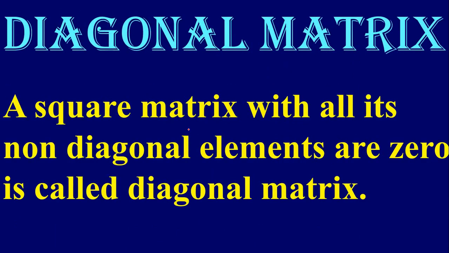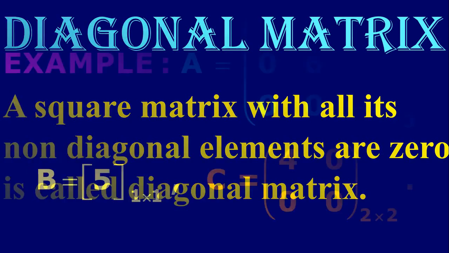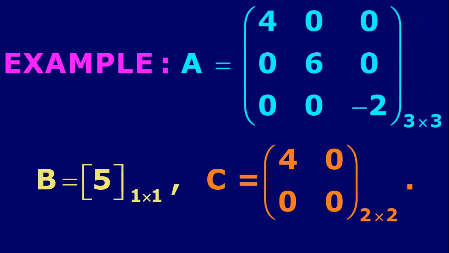So next we have diagonal matrix. A square matrix with all its non-diagonal elements 0 is called as diagonal matrix. In a square matrix, if all the non-diagonal elements, so important, it should be non-diagonal elements, are 0, then it is called as diagonal matrix. Now consider this. Diagonal elements, we have some numbers, all other elements, that is other than diagonal elements, are zeros. Here they are not given any condition for diagonal elements, and non-diagonal elements should be 0. So diagonal element may be 0 also possible.